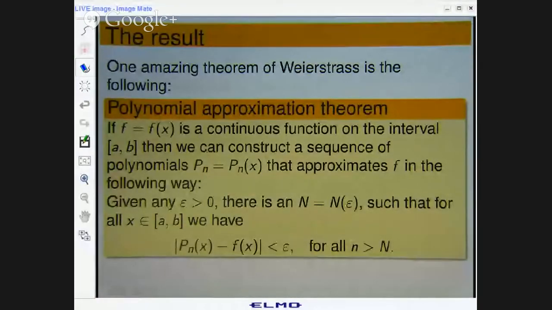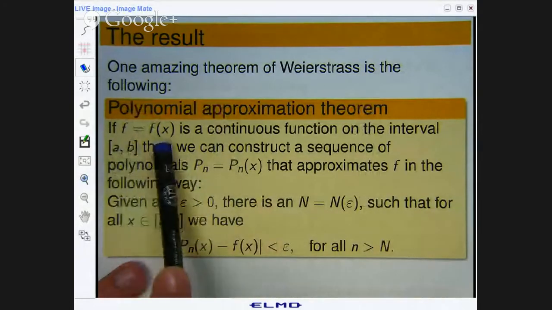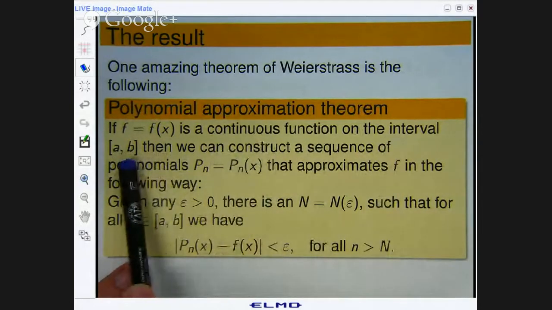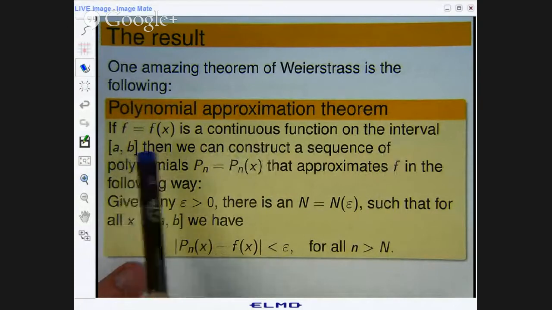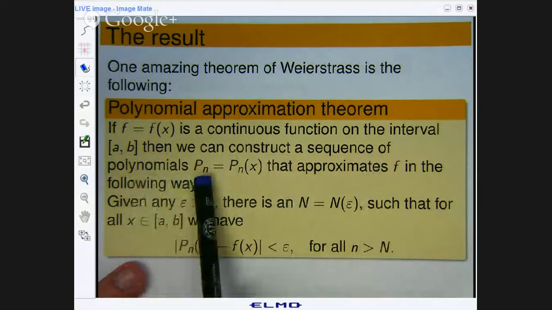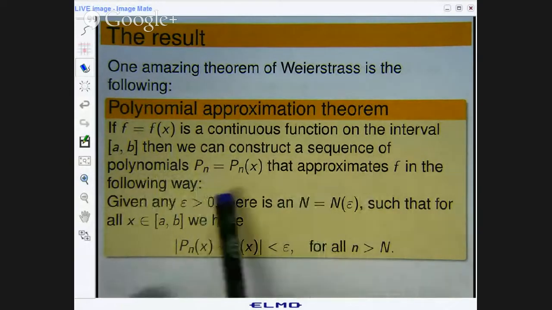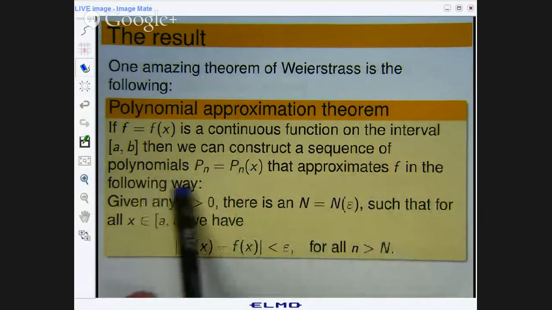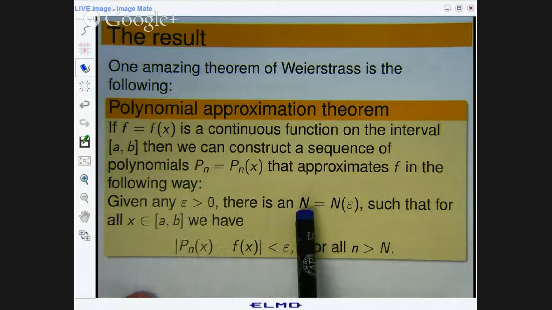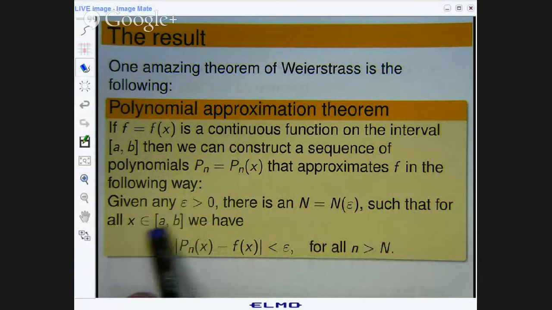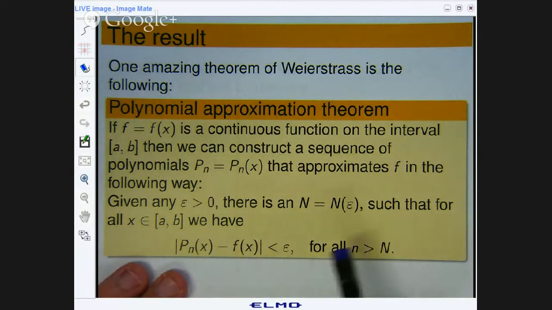Here's the result. One amazing theorem of Carl Weierstrass is the following. Suppose f is a continuous function on some closed and bounded interval. We can construct a sequence of polynomials, just humble polynomials, that approximate f in the following way. Give it any positive value epsilon. There's an integer big N such that for all points in the interval, we can make the distance between the sequence of polynomials and the function as small as we like when n is sufficiently large.